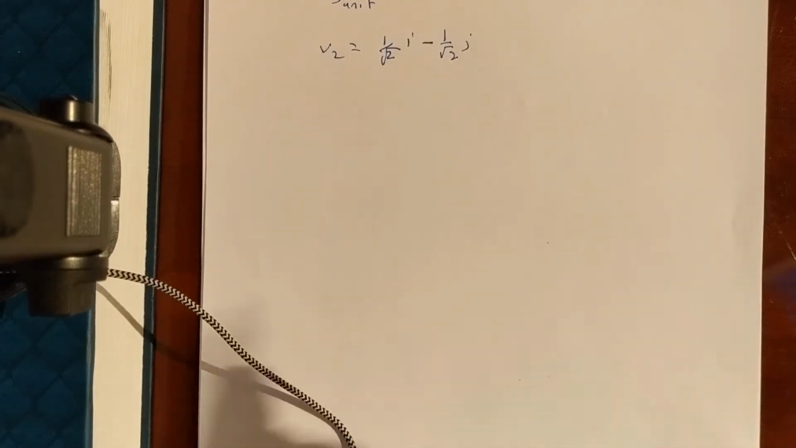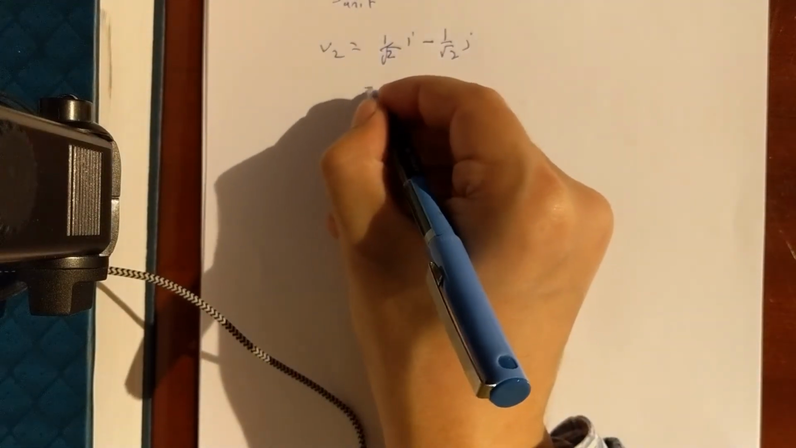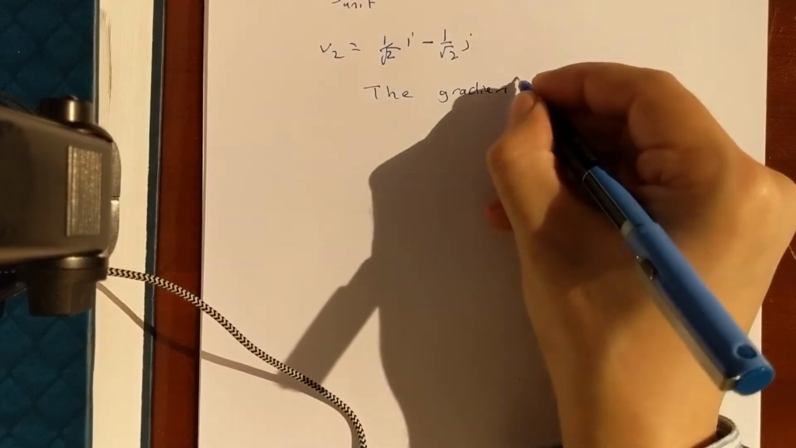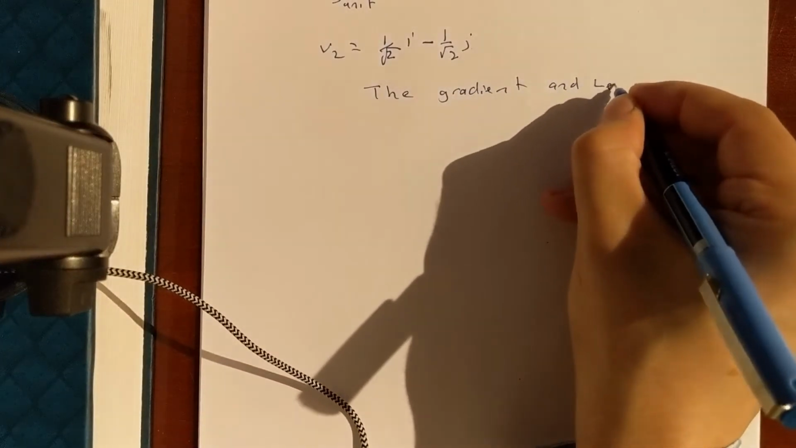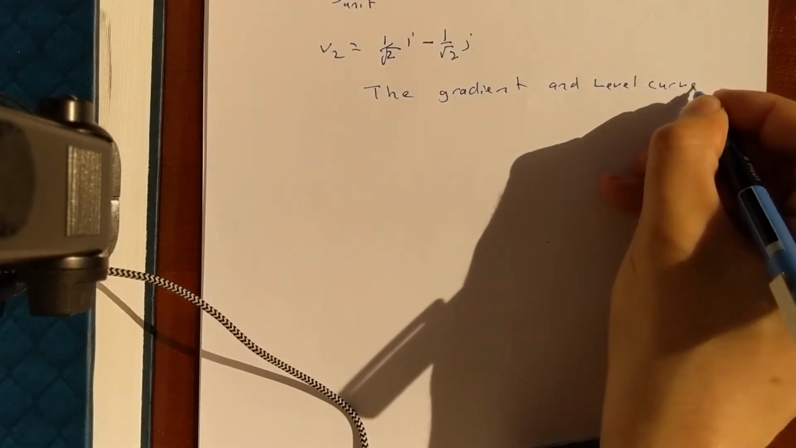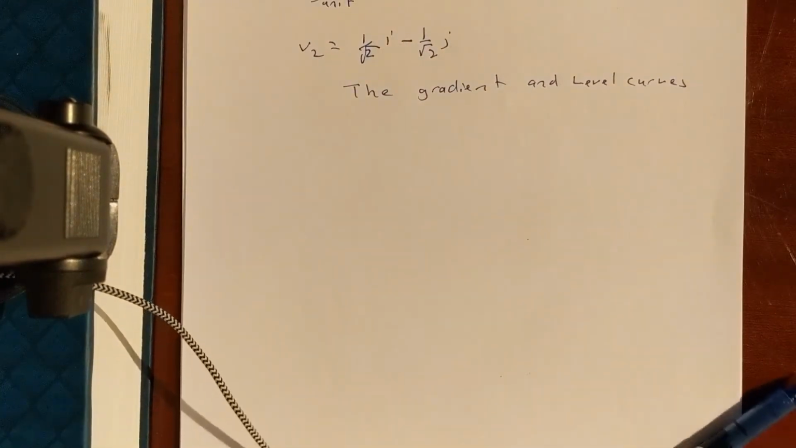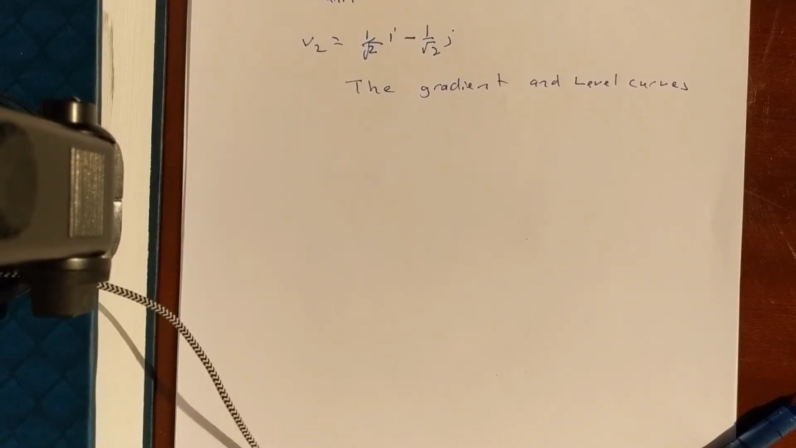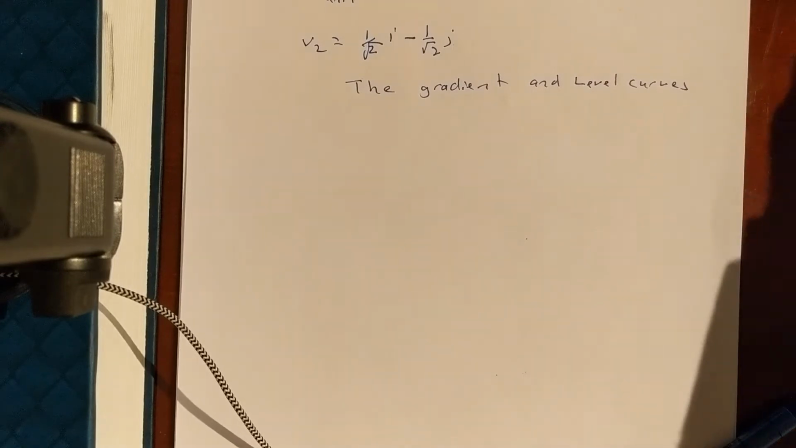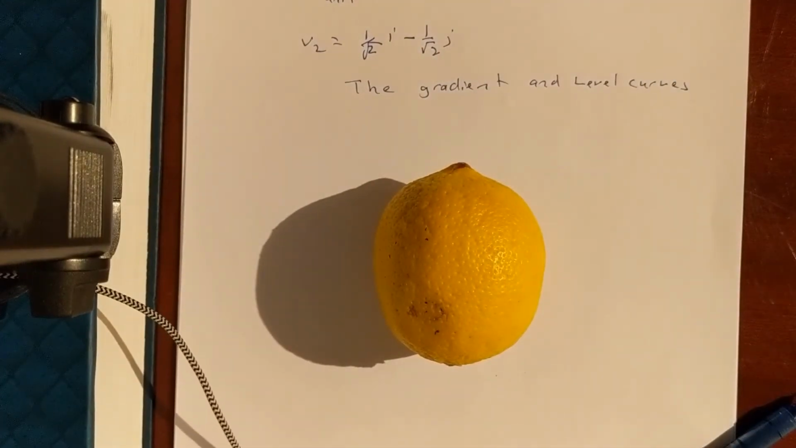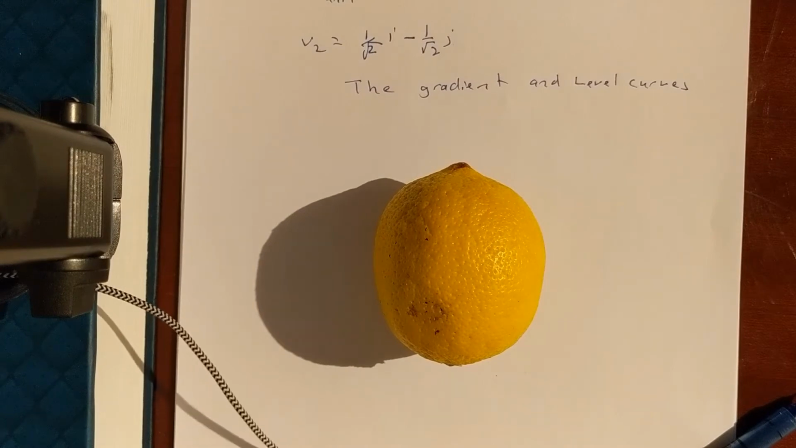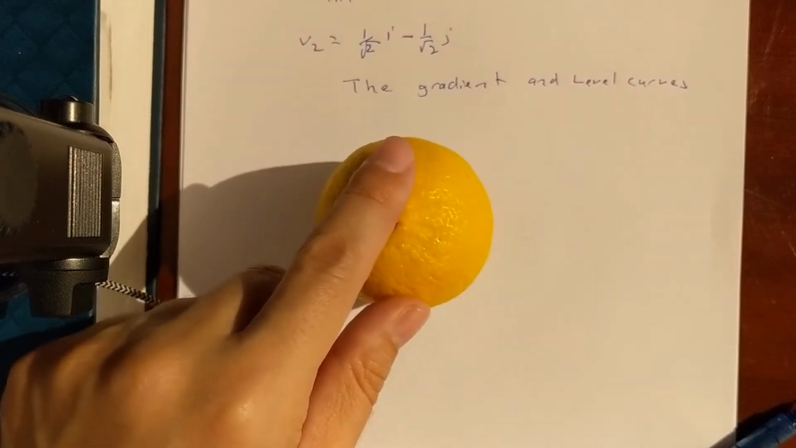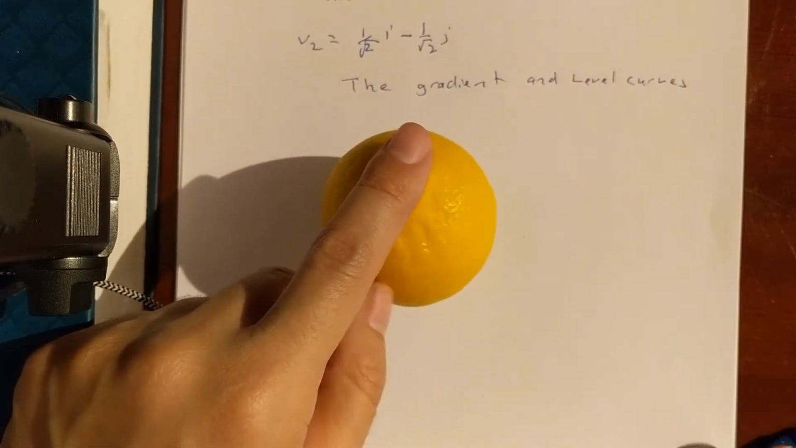So what I'd like to do is consider the gradient and level curves. We saw level curves before. What's the relationship between gradient and level curves? Now, remember, in our last episode, we had this kiwi that I cut open to show you what a gradient was. The kiwi is gone, sorry, I ate it already. So we have a lemon now. No more kiwis left in the house.